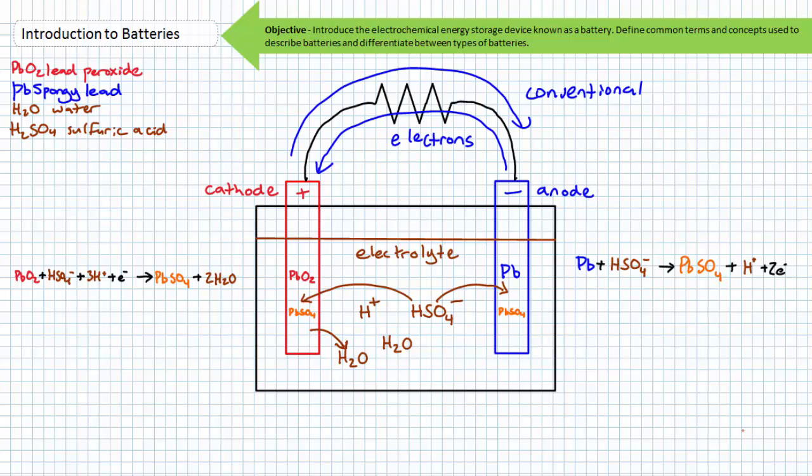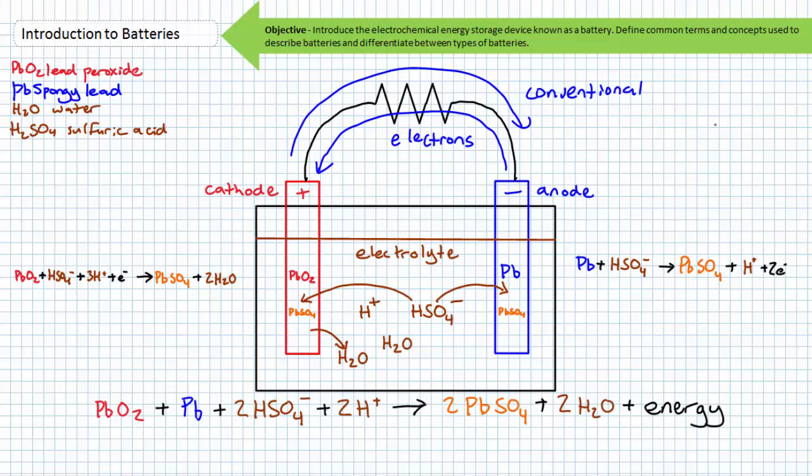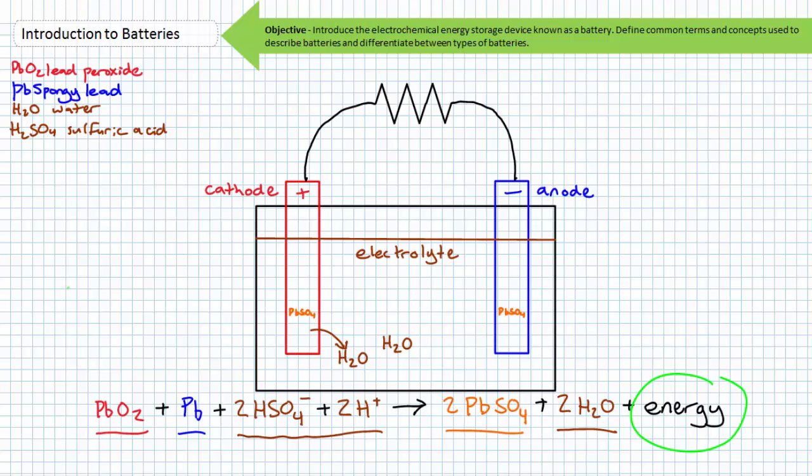Again, do not stress out about the stoichiometric balancing at the individual electrodes. The whole reaction summates to lead peroxide at the cathode, plus spongy lead at the anode, plus the ions from the dissociated electrolyte, yield lead sulfate at both the cathode and anode, a quantity of water, and energy in the form of electrons moving from anode to cathode via our closed electrical circuit. This is the take-home point.